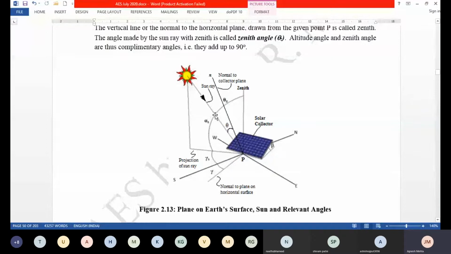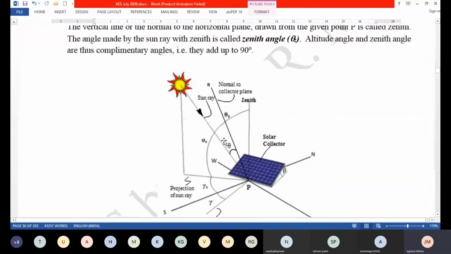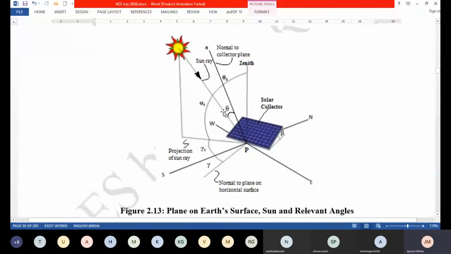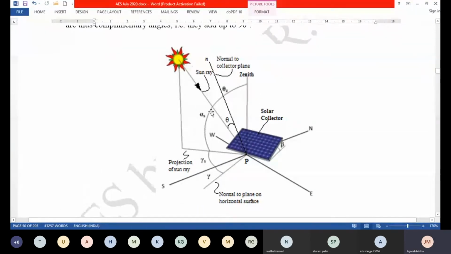And then the angle which is complementary to that is altitude angle. So that is this alpha s, right? We will use alpha s or just alpha, and that is altitude angle, which basically gives the height of the sun in the sky. So if alpha s is 90 degrees or your zenith angle is 0, that is sun is overhead, means it is having the highest height.